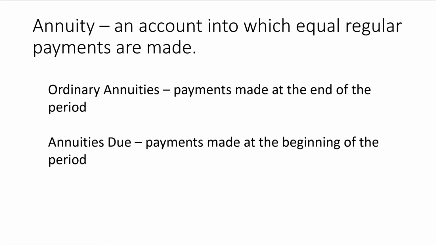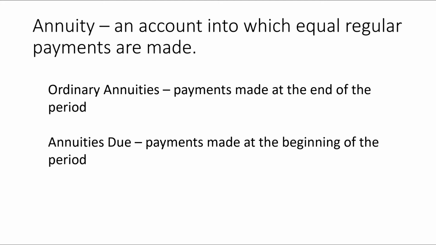Let's take a look at the two different types of annuities we're going to be looking at. First of all, an annuity is an account into which equal regular payments are made. What I mean by equal regular payments is that it's the same payment every time, and with some regular frequency. If you have a savings account that you put $100 a month into, that's an equal payment because it's $100 every month, and it's regular because it's every month. That would make that account an annuity.